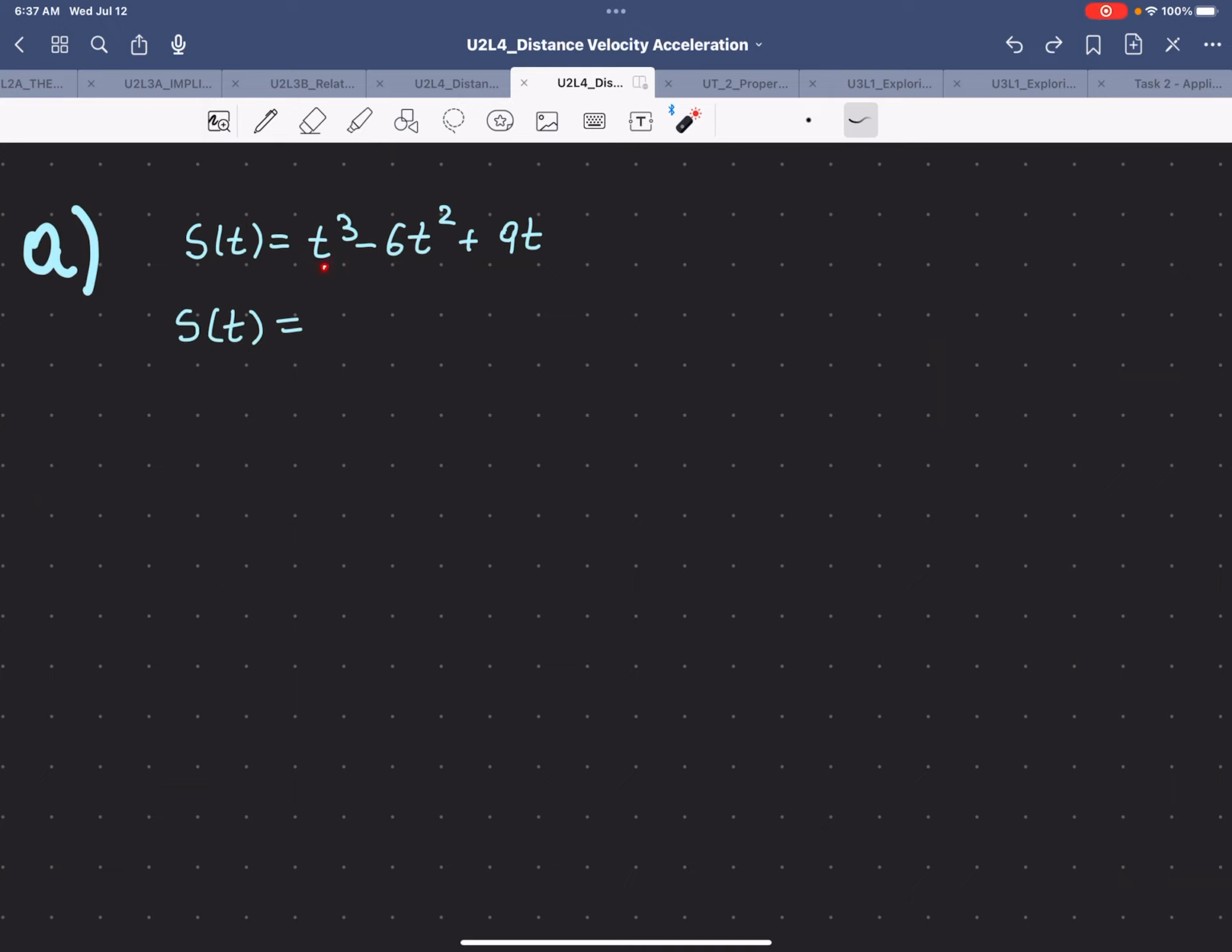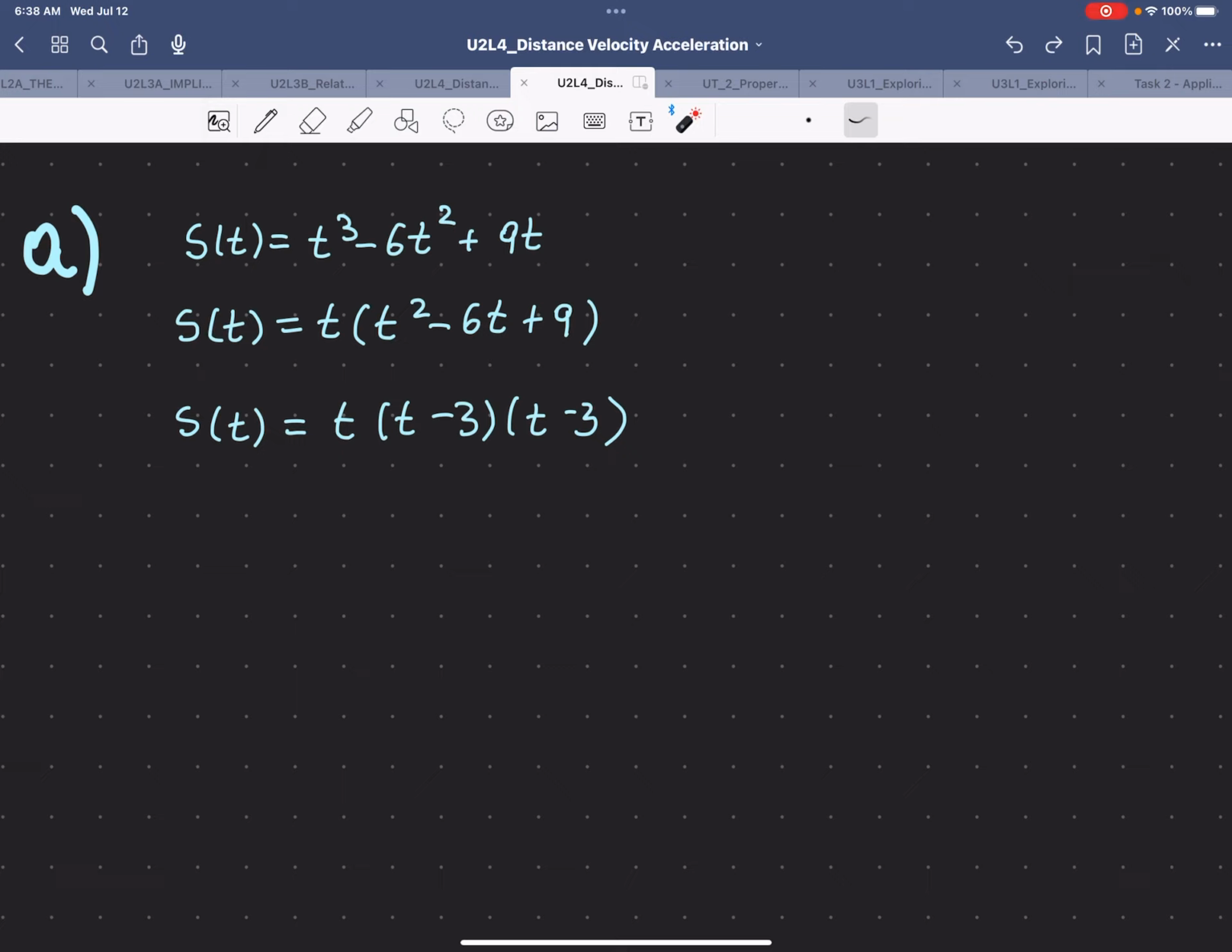As you can see here, we have a common factor of t. So we'll take that out. And the rest will be t squared minus 6t plus 9. So continue factoring some more. As you can see here, we have a perfect square trinomial. So the factored form of the position function would be t times t minus 3 times t minus 3.